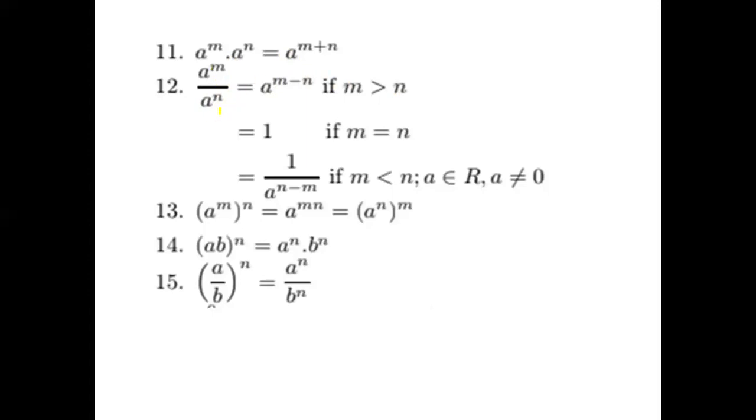And here M and N are the same, so they will cancel and the answer is 1. And if N is greater than M, this is again the same, A raised to N minus M, where M is less than N.